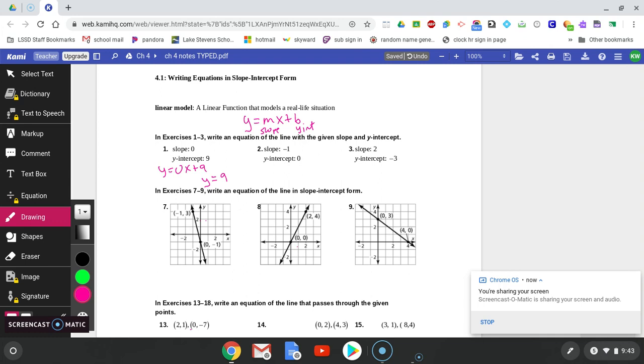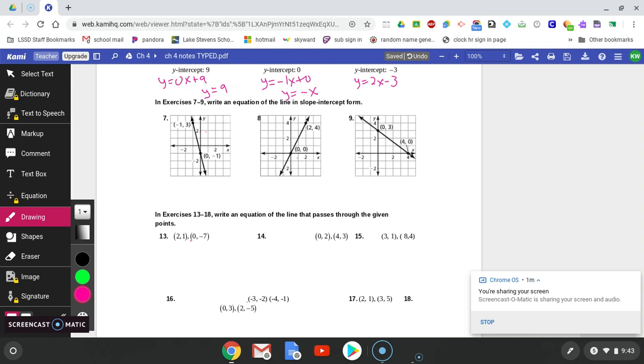Okay, so number 2, I would have y is equal to negative 1x plus 0, which I could simplify to just y equals negative x or just y equals negative 1x. Either one's okay. And number 3, y is equal to 2x minus 3. So if they give you the slope and the y-intercept, it should be very, very quick. If they give you the graph, you can find the slope and the y-intercept visually.